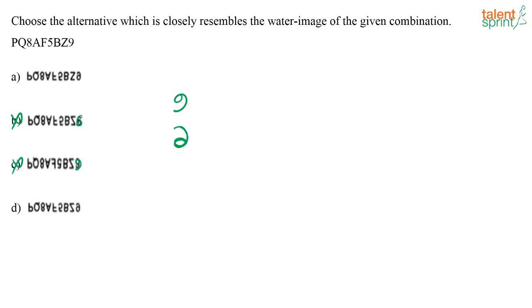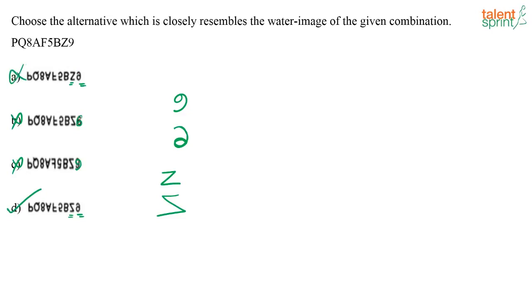Now when you compare option A and option D, these two are the same here. But look at Z. So how will you draw the inverted image of Z? It has to be like this. So here it is not inverted. So the correct answer, here it is inverted. So the correct answer is going to be option D.